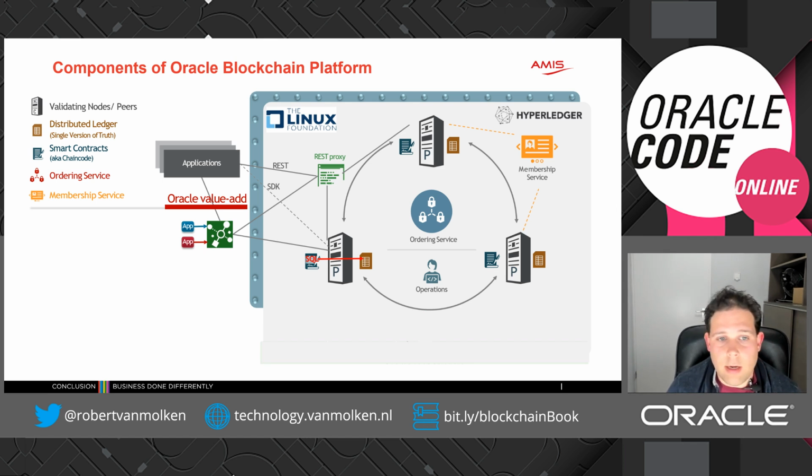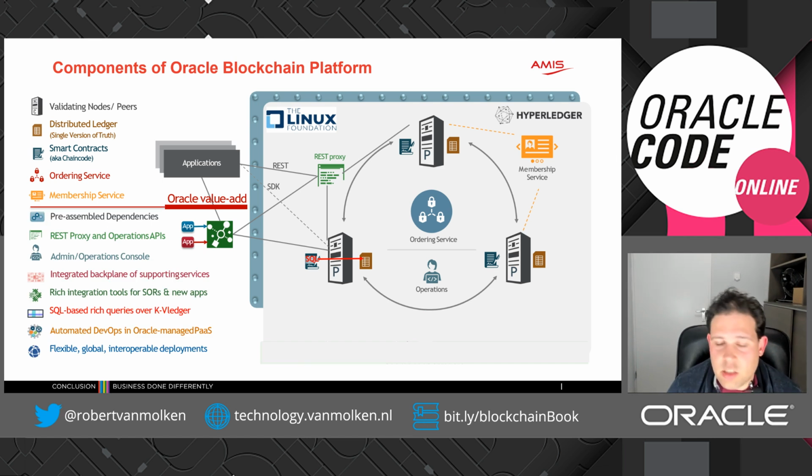So what's the Oracle added value here? It's a pre-assembled environment, so all the dependencies are pre-assembled. If you provision an environment, you get all those components installed out of the box for you. So it has a REST proxy to call smart contracts, but it also has operational APIs. So even using the REST service and maybe your own DevOps tooling, you can also configure and monitor the whole blockchain. It comes with admin and operational consoles we can use. That makes it very easy to provision. I will show you that in the demo.